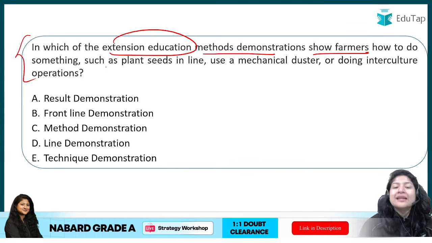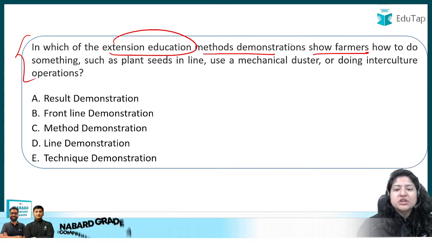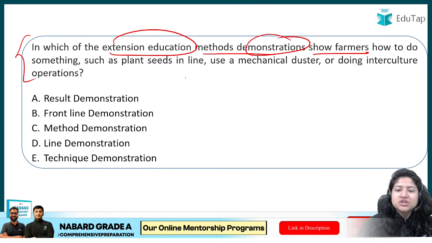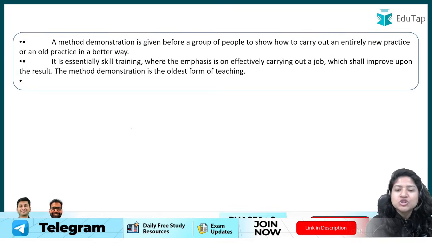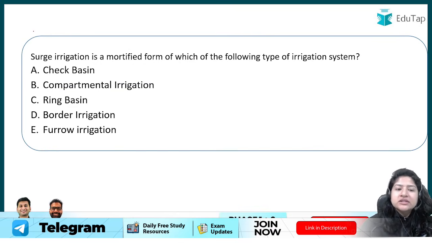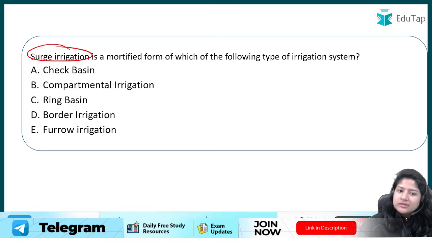Next: which of the following extension education methods shows the farmer how to do something? The description was given, the name of the extension education method where demonstrations are given to the farmer to do something. Such a type is known as method demonstration, where the method is shown to the farmer. Surge irrigation belongs to the irrigation chapter. It is also an important chapter.